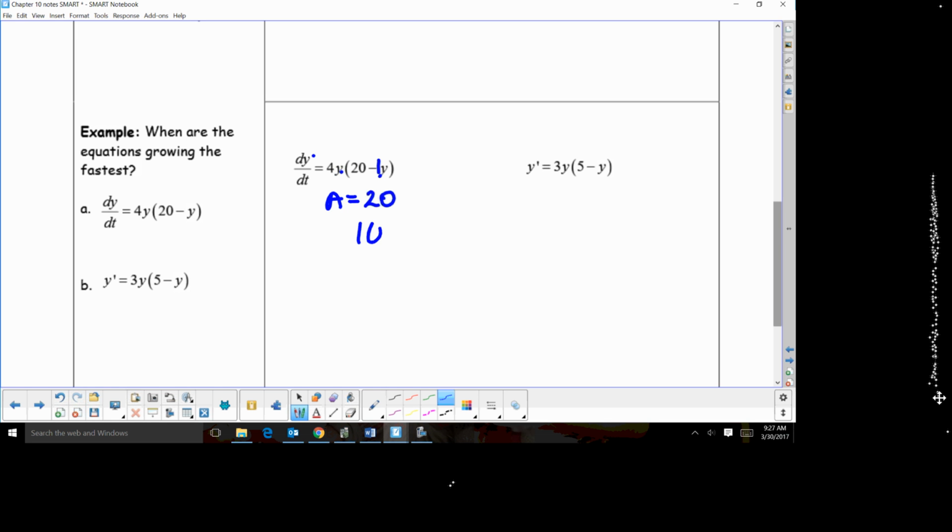At 10. What equals 10 here? T or Y? It is a Y. It's always on the Y-axis. So when we are doing this logistic growth, where it's growing the fastest is A over 2. It is not a T value. It is a Y value.